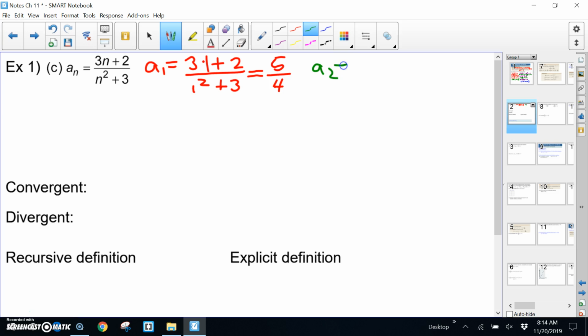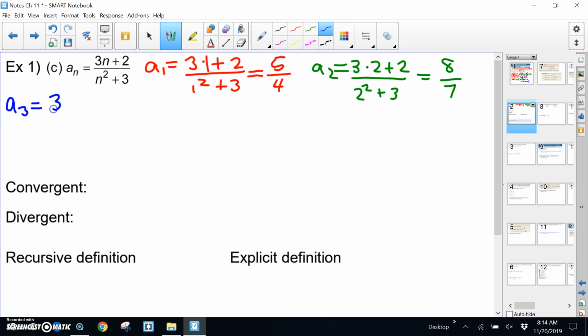Let's look at A2. A2, you're going to have 3 times 2 plus 2 over 2 squared plus 3. Again, I'm just plugging in 2 in for n everywhere in that equation. 3 times 2 on the top, that's 6, plus the 2 is 8. On the bottom, 2 squared is 4, plus 3 is 7.